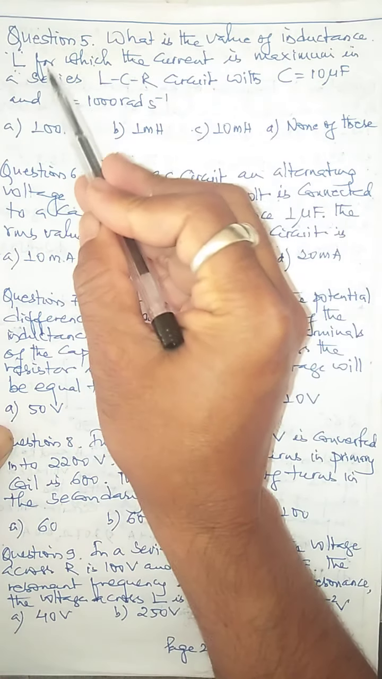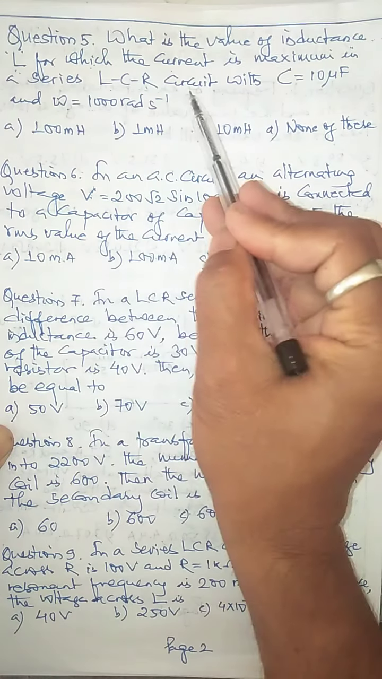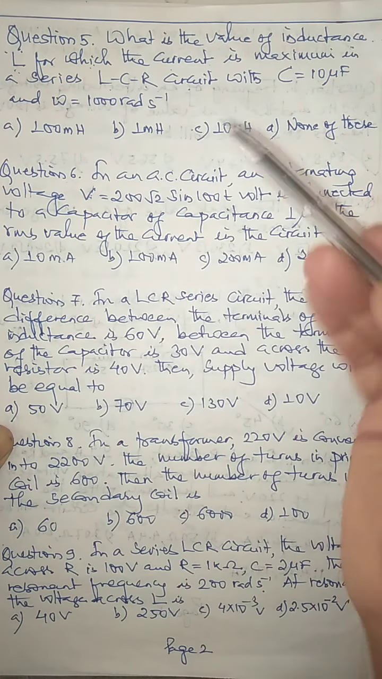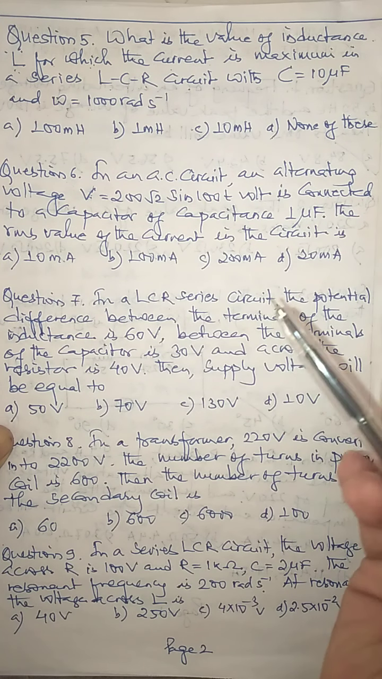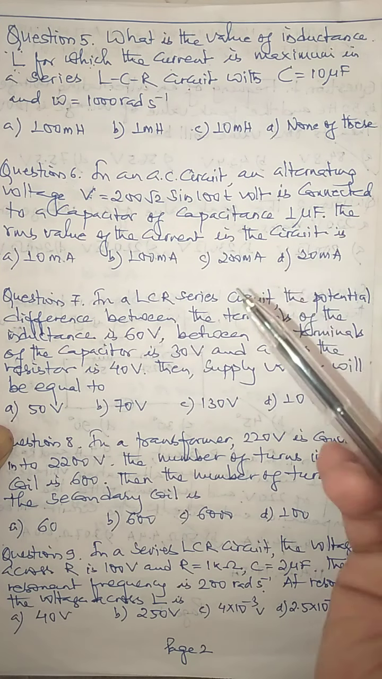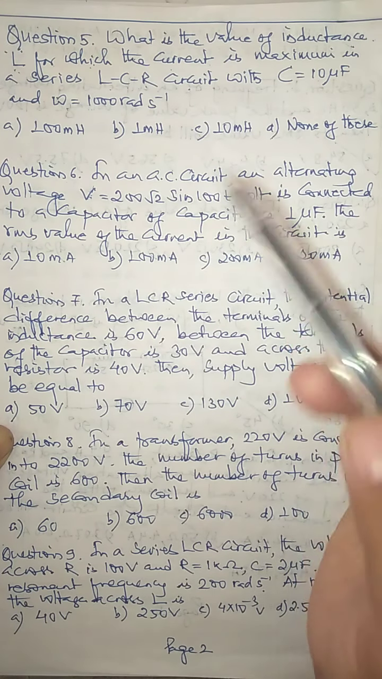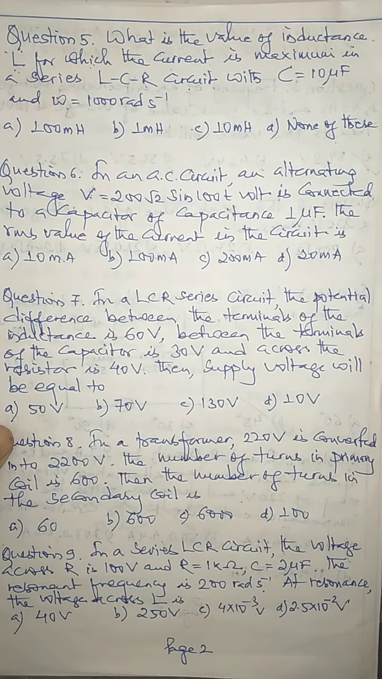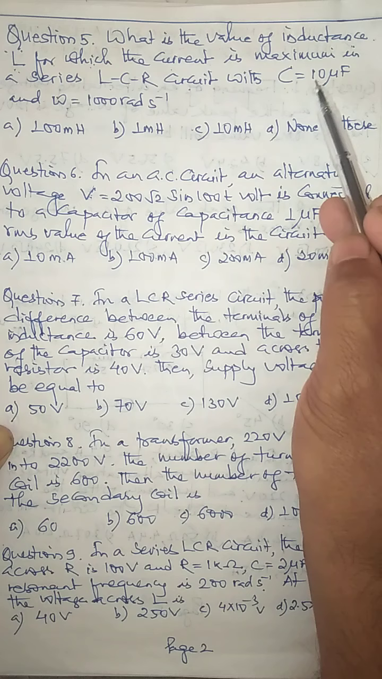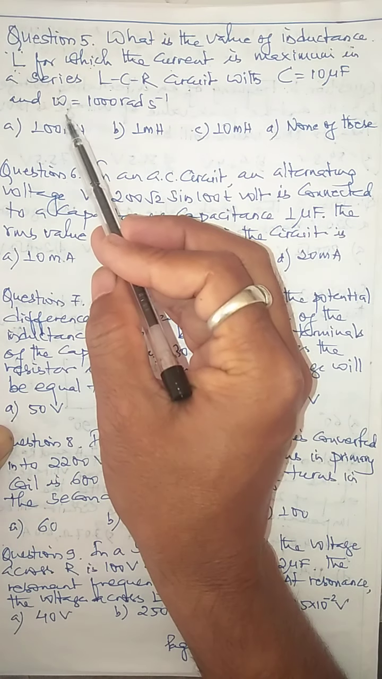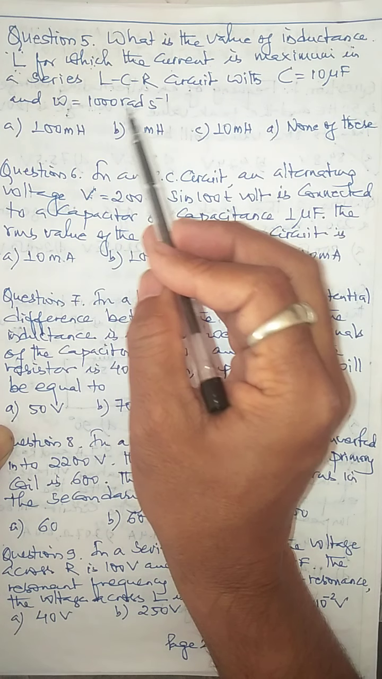Inductance means L, for which the current is maximum in a series LCR circuit. Now in an LCR circuit, current becomes maximum means impedance becomes minimum. And children, you have learned that in an LCR circuit, current becomes maximum and impedance becomes minimum when the two reactances are equal to each other. Two reactances means inductive reactance and capacitive reactance are equal to each other. The capacitance value is 10 microfarad, and omega is given as how much? Angular frequency is 1000 radian per second.